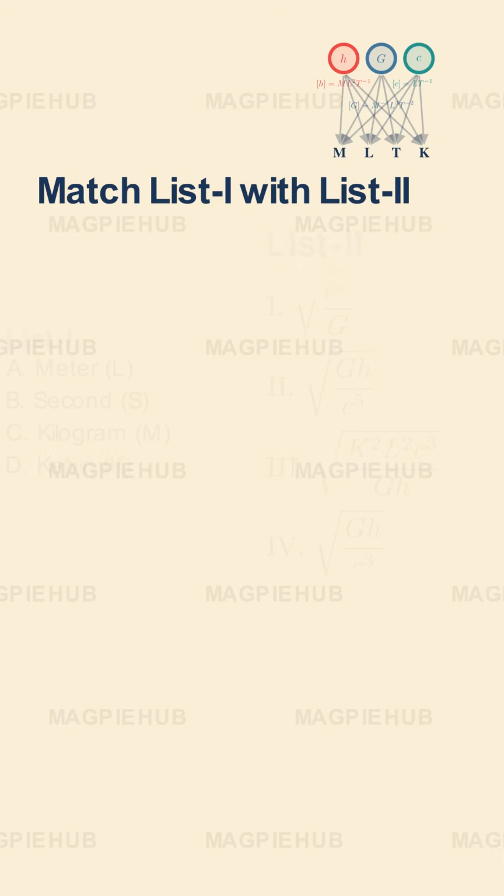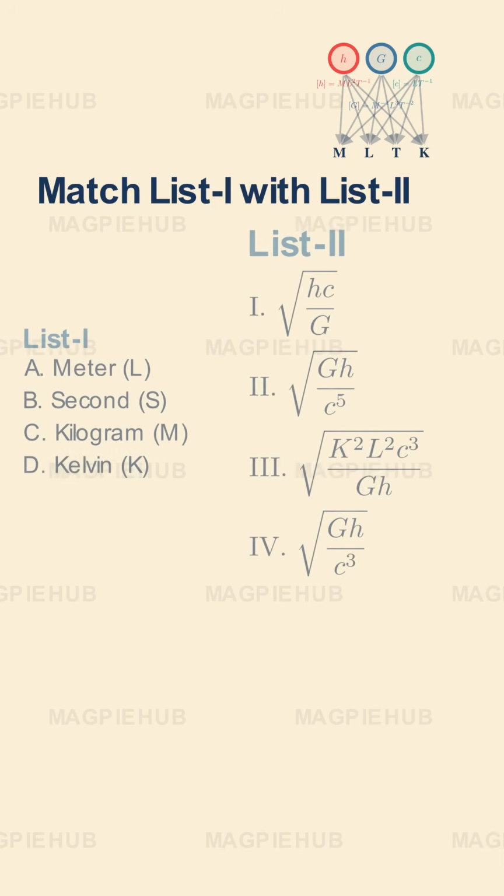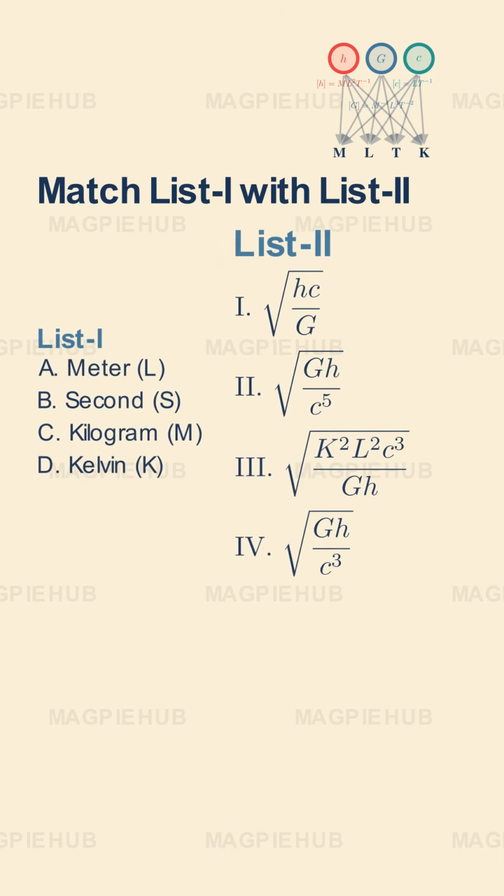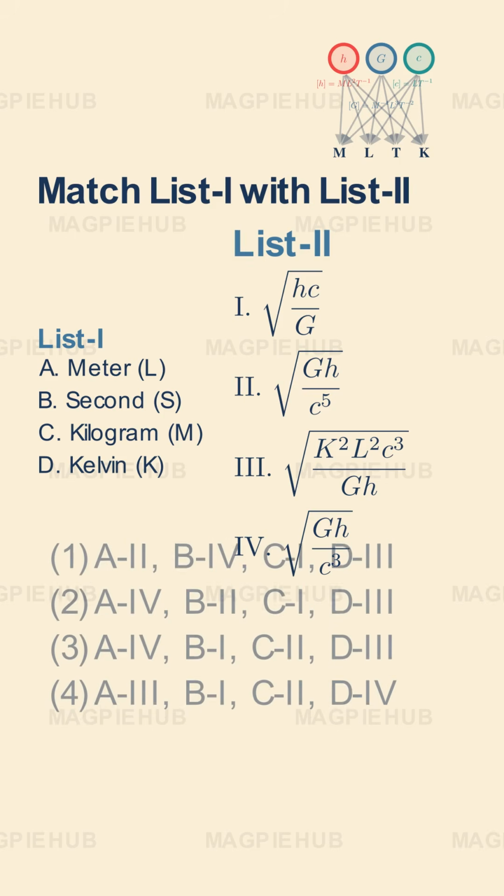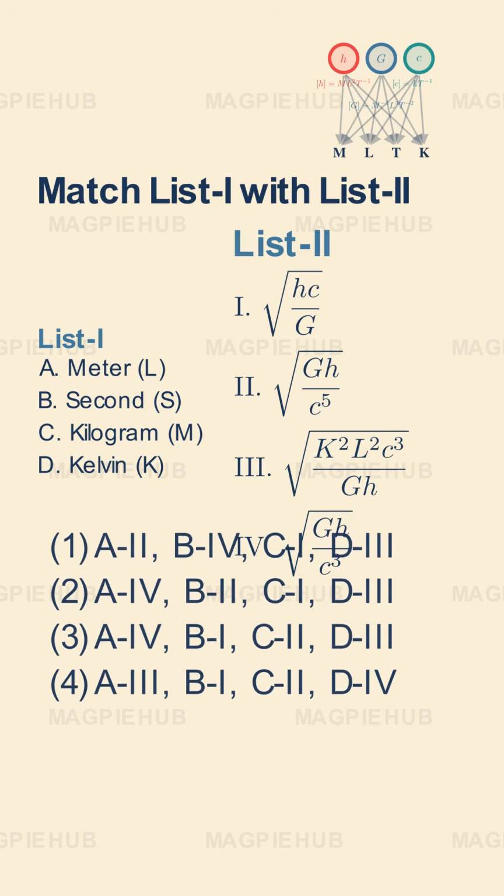List 1 contains units, meter mapped to L, second mapped to T, kilogram mapped to M, and Kelvin mapped to K. List 2 contains expressions involving h, G, and c. We need to find which expression gives each unit. The key concept here is dimensional analysis. We know the dimensions of h, G, and c.